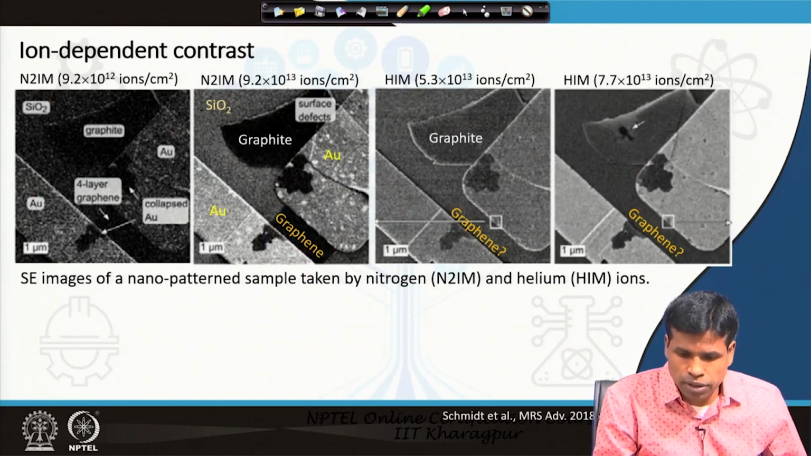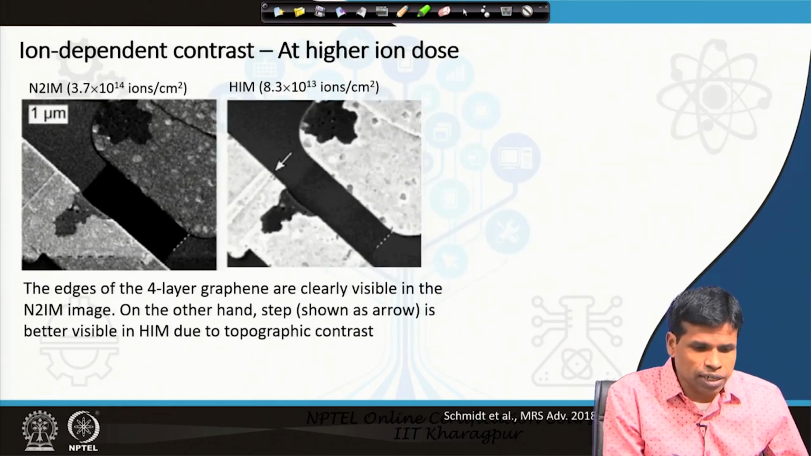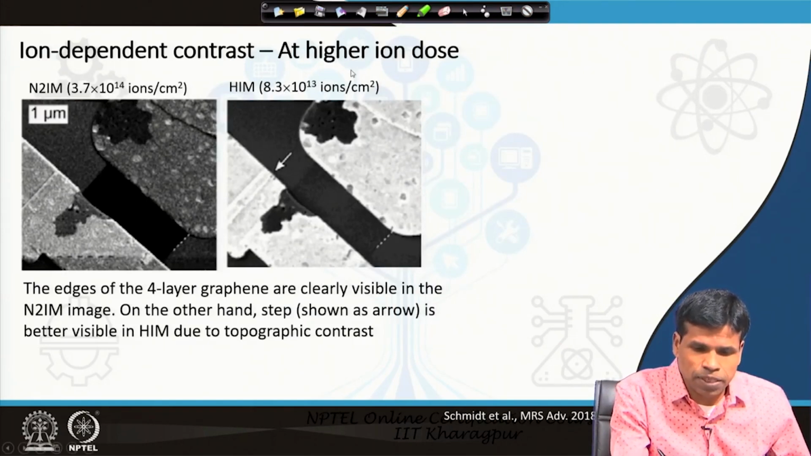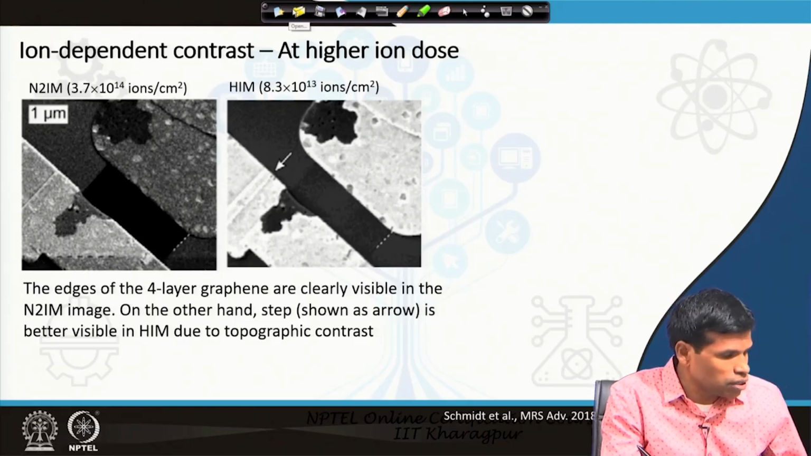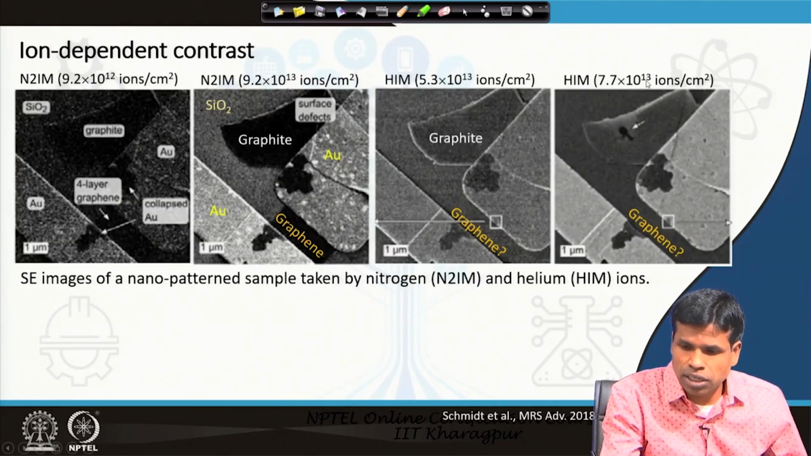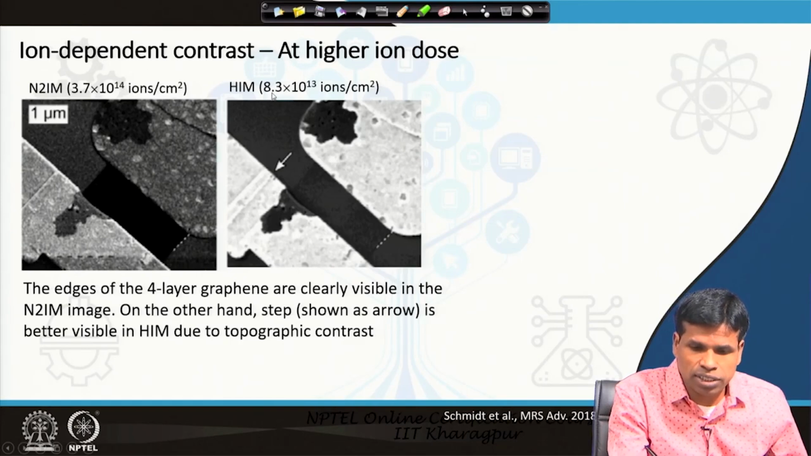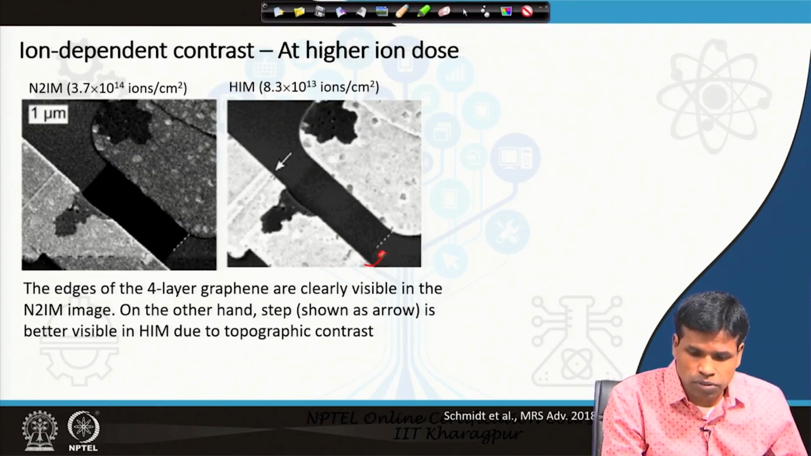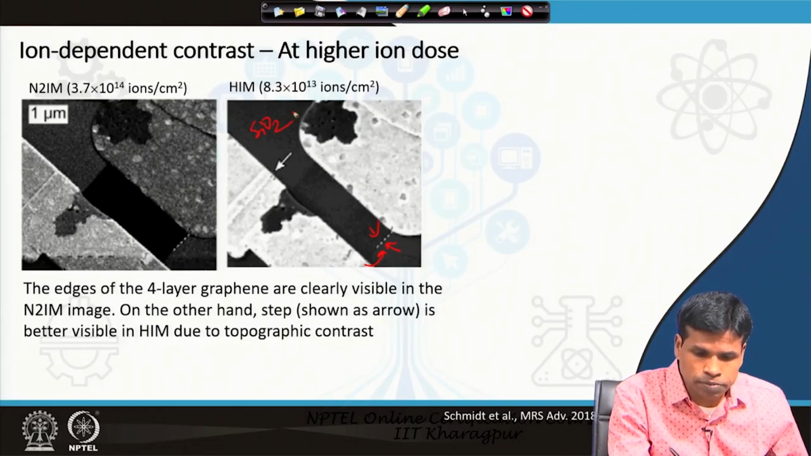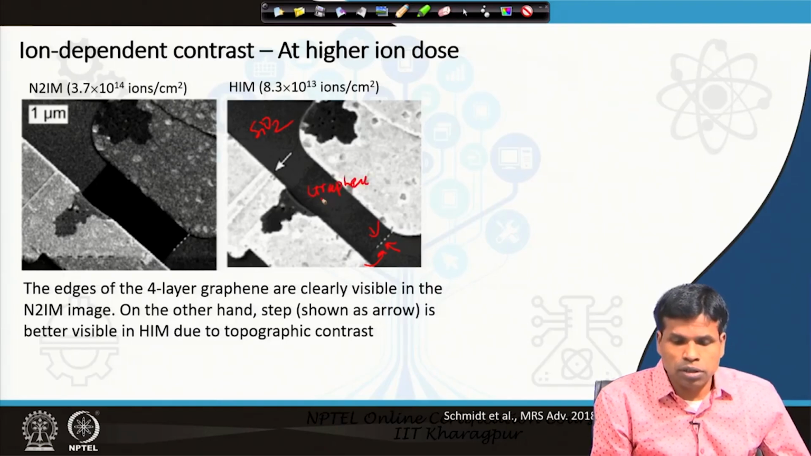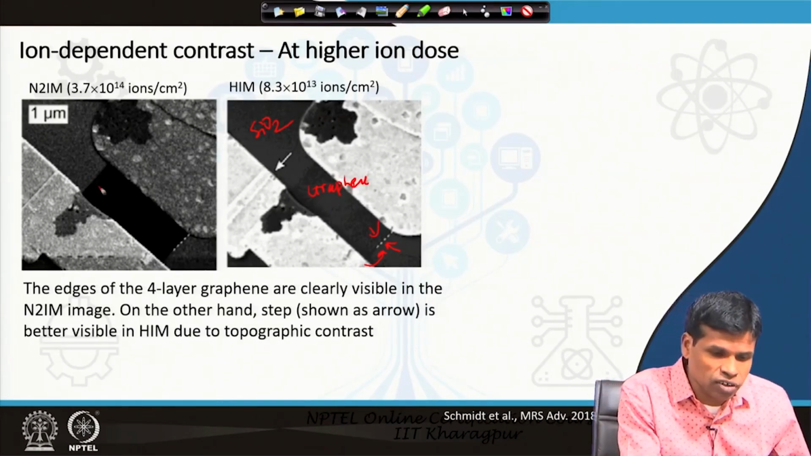If we look at a little higher magnification, we zoom in and we can see here the helium ion microscope dose is increased; here it was 10 to the 13, 7.7 and it was 8.3. When the dose was increased, now we can see some contrast difference here between graphene and SiO2. Here is graphene, this is a zoomed-in portion. Here we can see a clear difference: graphene, gold, SiO2, all different.